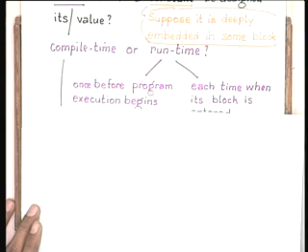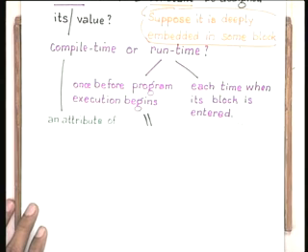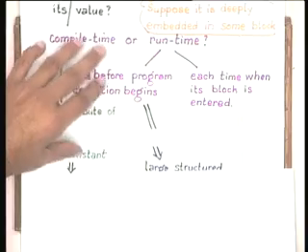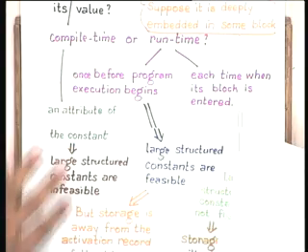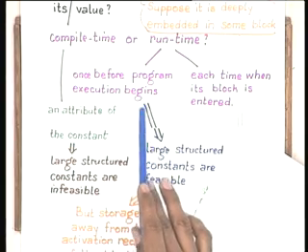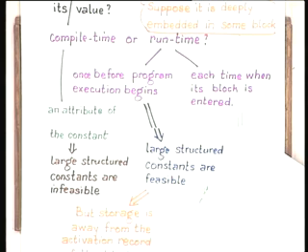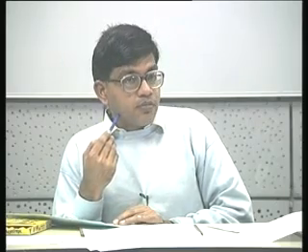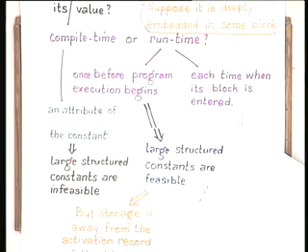Now supposing it's going to be allocated at runtime, then there are two possibilities: either it's allocated once before program execution begins, or it's assigned each time the block in which it is declared is entered, right? If you assign it at runtime, then you can actually allow for large structured constants in some initialization procedure, to be assigned values just as you enter the block, or just before program execution, all the structured constants could be read in, right? So then large structured constants become feasible.